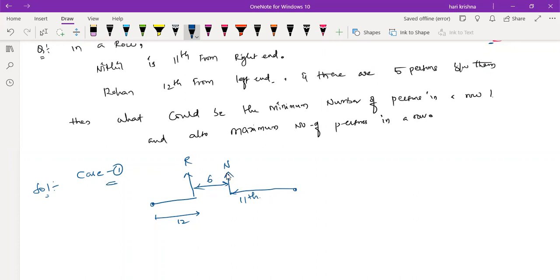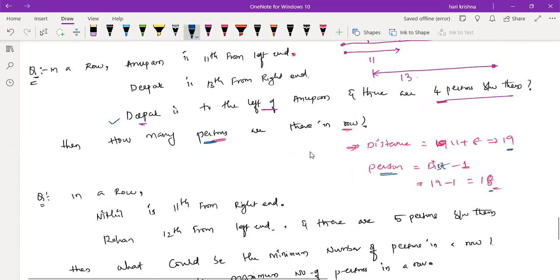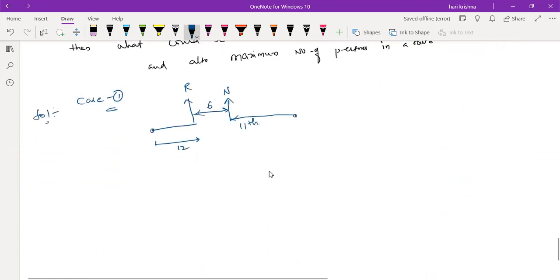But in this problem, they didn't give whether Rohan is left of Nikhil or right of Nikhil, right? In the previous case, they said Deepak is to the left of Anupam. So that is why we took Deepak to the left of Anupam. But in this problem, they didn't say left or right for the persons. So we can draw one more diagram here. How can we draw?